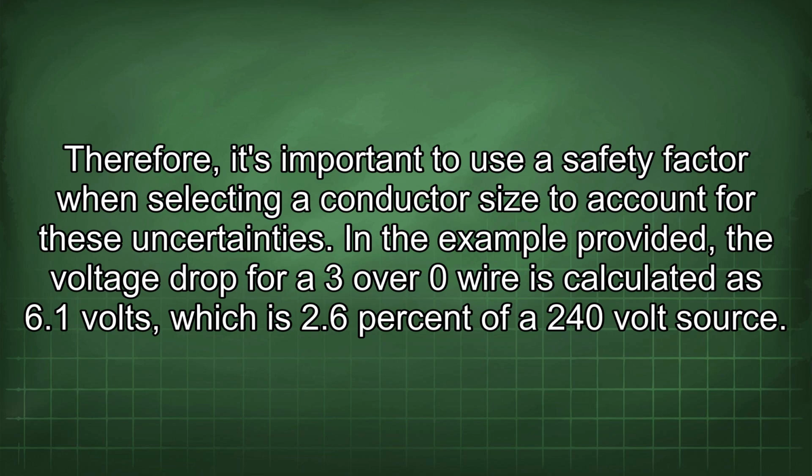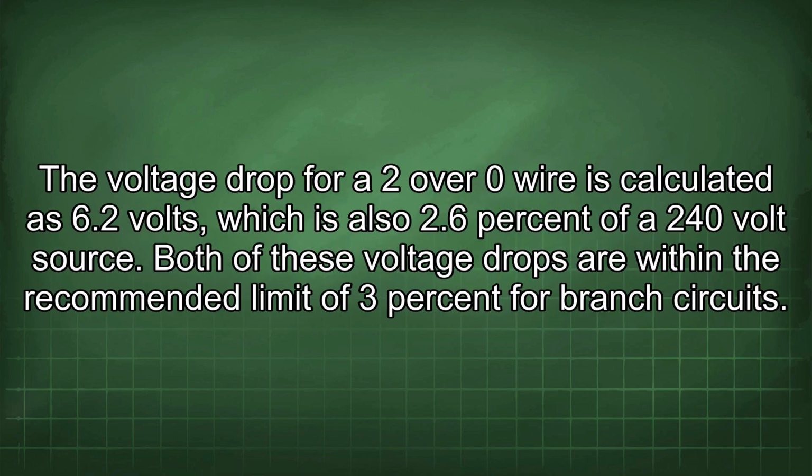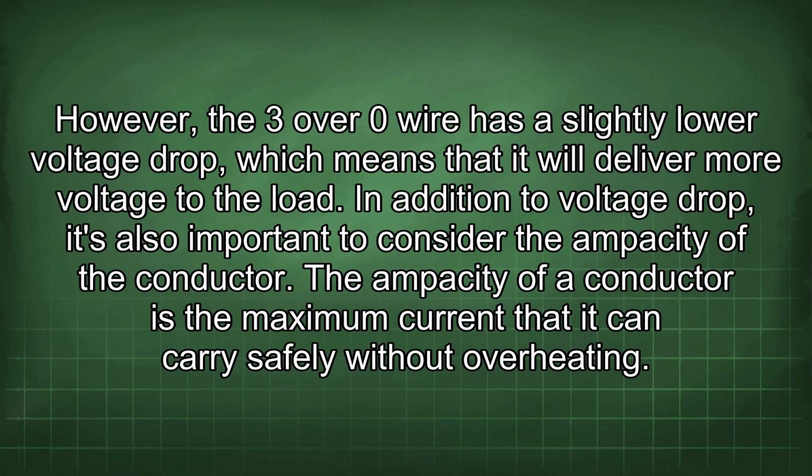In the example provided, the voltage drop for a 3/0 wire is calculated as 6.1 volts, which is 2.6% of a 240 volt source. The voltage drop for a 2/0 wire is calculated as 6.2 volts, which is also 2.6% of a 240 volt source. Both of these voltage drops are within the recommended limit of 3% for branch circuits. However, the 3/0 wire has a slightly lower voltage drop, which means that it will deliver more voltage to the load. In addition to voltage drop, it's also important to consider the ampacity of the conductor.